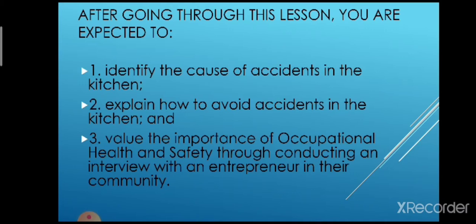Can you cite some examples? What are the common causes of accidents in the kitchen?